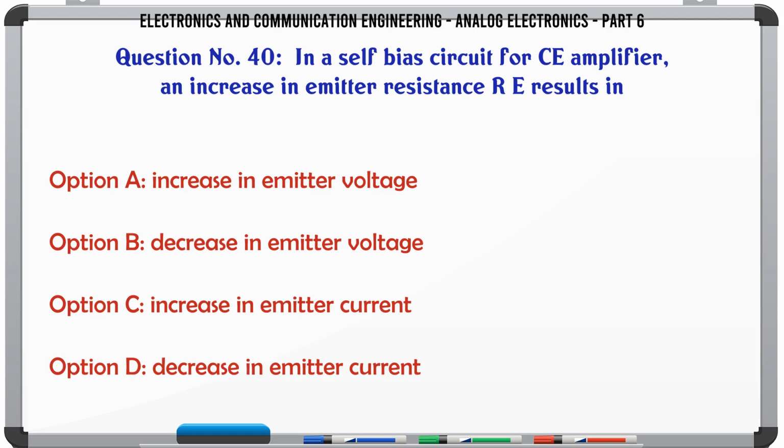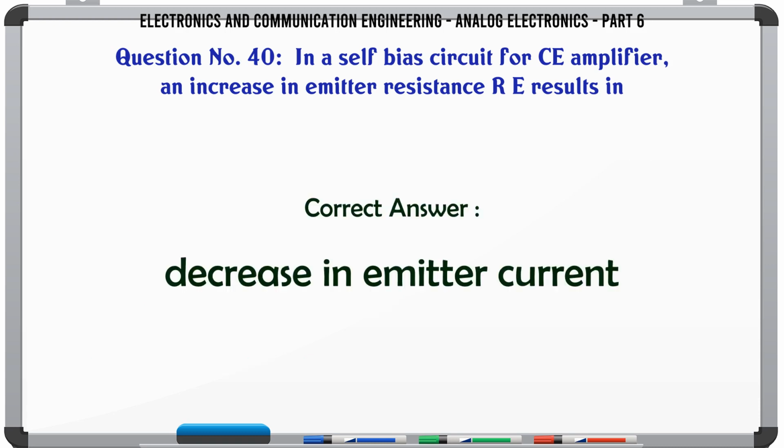Increase in emitter voltage, B. decrease in emitter voltage, C. increase in emitter current, D. decrease in emitter current. The correct answer is decrease in emitter current.